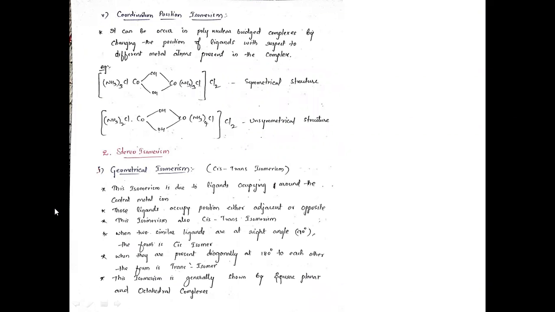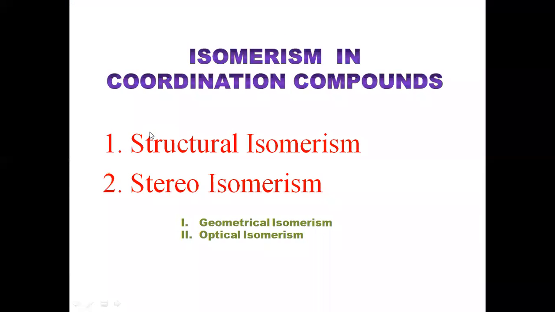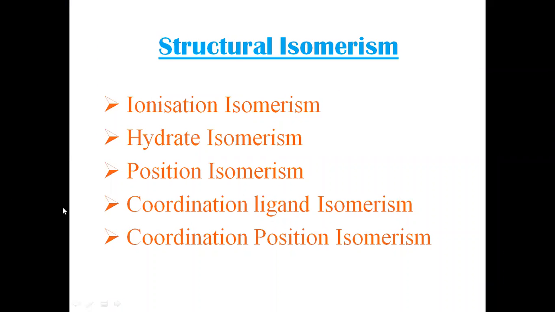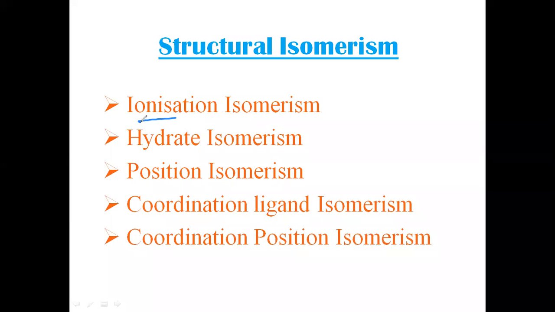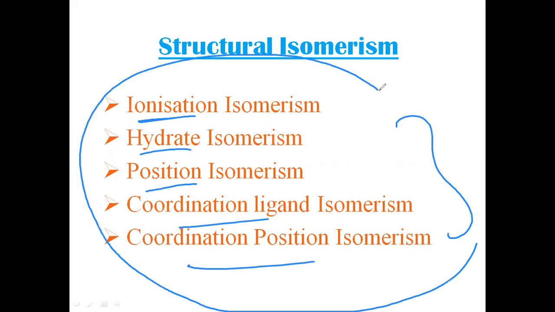Next, we will see stereoisomerism. But before this, you need to understand all these things. There are five types of isomers. Just now I told you the different examples: ionization isomerism, hydrate isomerism, position isomerism, coordination ligand isomerism, coordination position isomerism. All these are very important in case of structural isomers. That means, as I already told you, there is the same molecular formula but a difference in structure.